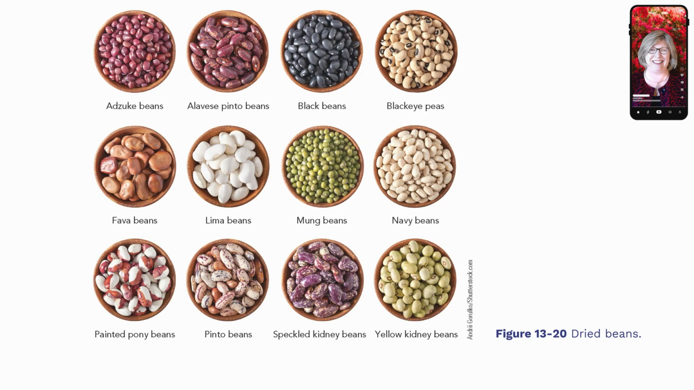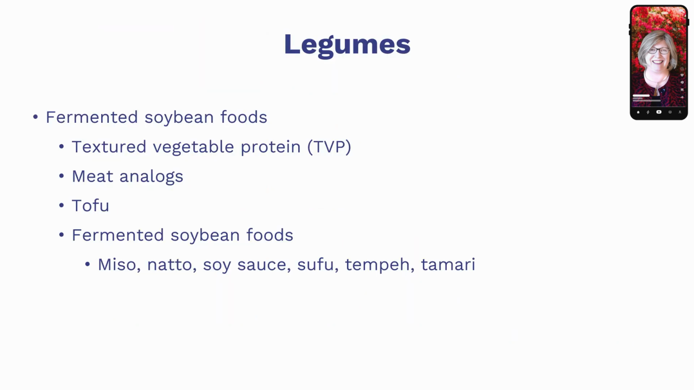Here are some dried beans. You see black-eyed peas, navy beans, pinto beans, painted pony beans, lima beans. Then you have your fermented soybean foods. This would be your textured vegetable protein, your meat analogs, your tofu, and fermented soy foods. You see tofu used in vegetarian dishes to get the protein content up.